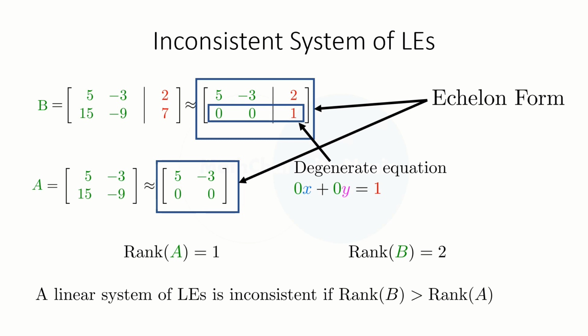In most cases, converting both matrices to echelon form is not required. We can simply observe the echelon form of only the augmented matrix to see if it contains a degenerate equation.